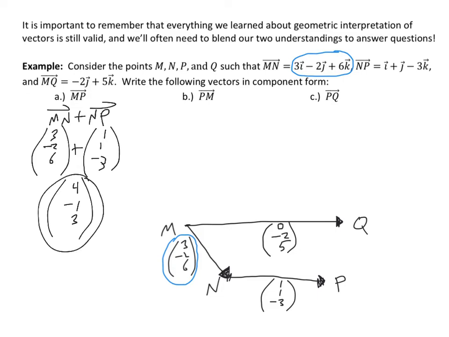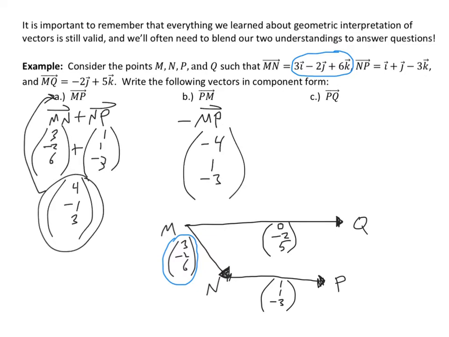And so great, I found the vector for MP. So go ahead, pause the video, try finding B and C, vector PM and vector PQ on your own, and then we'll check in together and make sure that we've got this. So the easiest way for us to get vector PM is probably by recognizing that it's just the opposite of vector MP, which we just found in the previous problem. So this would just be -4, 1, -3.